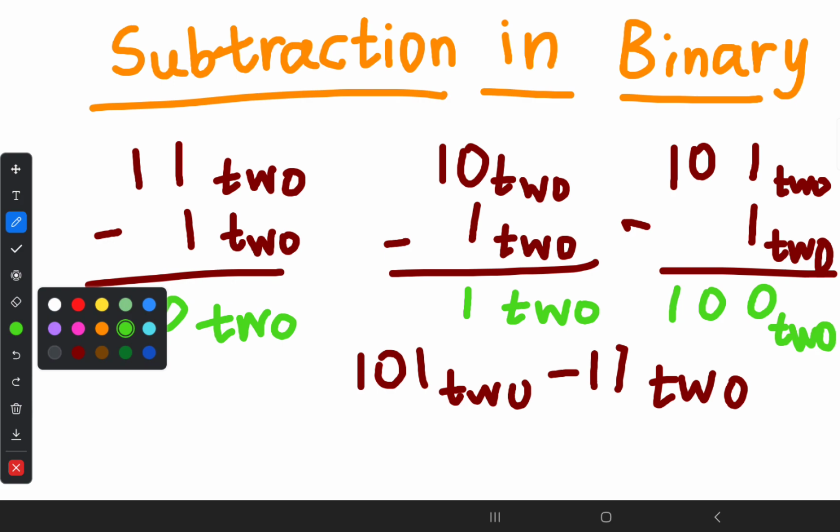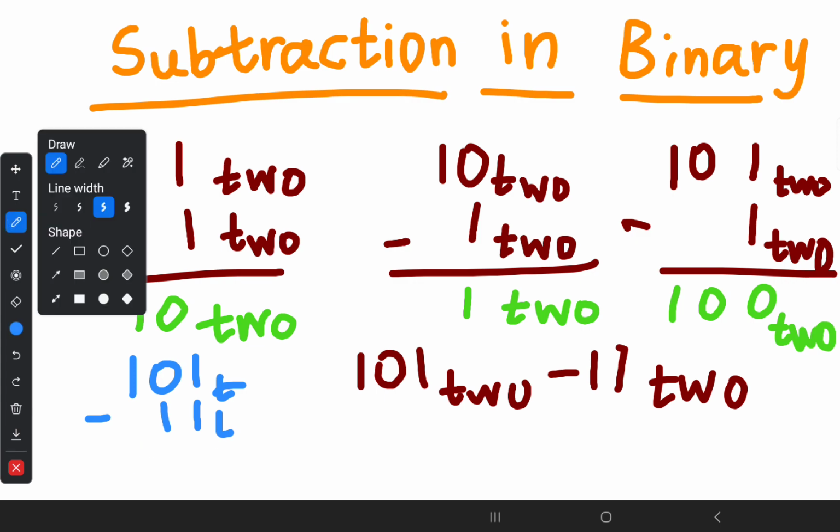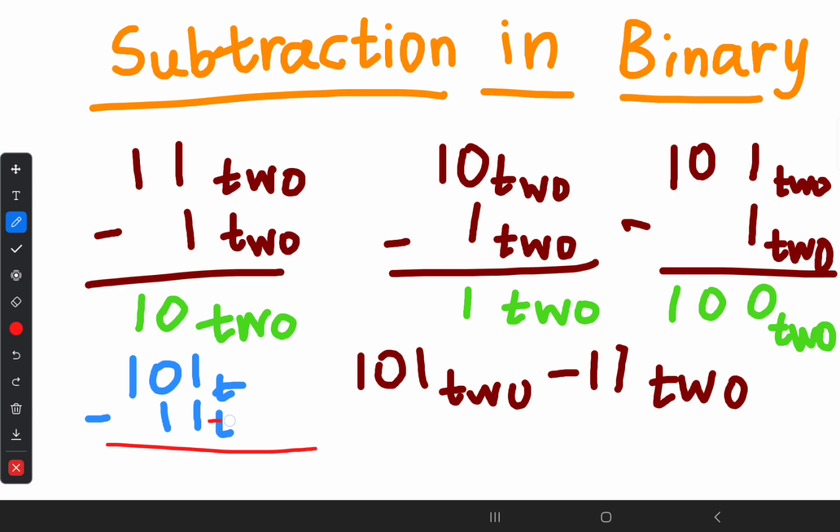Okay. But the important thing is happening over here. 101 minus 11. Okay, let's see. In each case, the base was 2. In this case, the important one should be the second one. 1 minus 1, 0. That's the obvious one. 0 minus 1. We cannot subtract 1 from 0. 0 means nothing. From nothing, we cannot subtract 1.